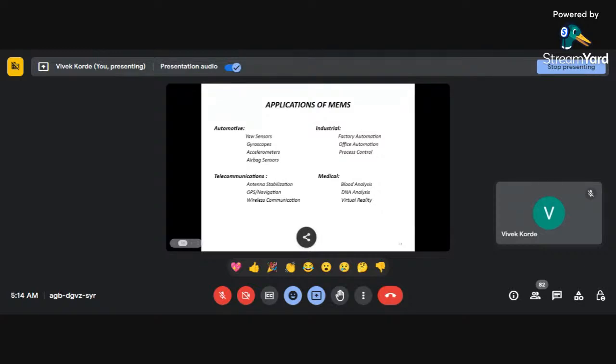I don't know this full form. YAW sensors, gyroscopes. I think this is a name given by some, maybe there is no comment on that. Okay. Then accelerometers, airbag sensors are there. We know in cars, these sensors are fixed to avoid damage to the driver or passengers.